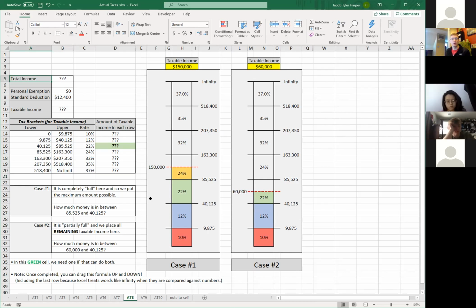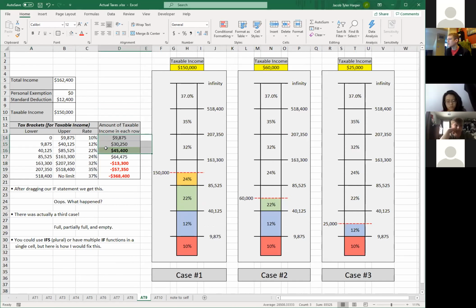Okay, so let's pretend we have this if statement. I drag it up and down. Let's see what happens. Okay, these three look great. I got the first 9,000. I got this one that's full. I got this one that's full. And I even got my little overflow, right? My little partially full, 64,000 remaining in this section.